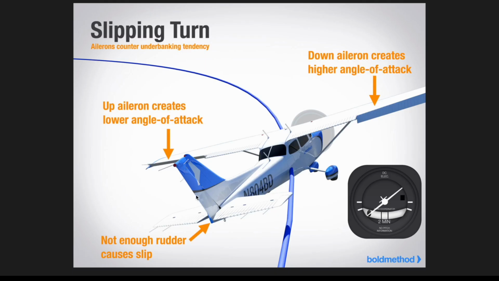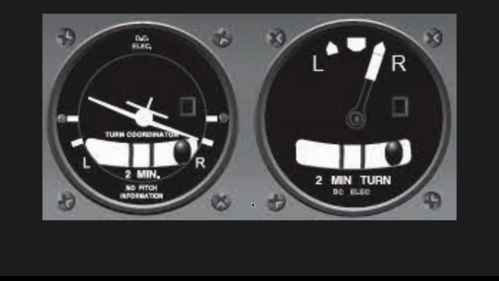And when you have a slipping turn, we'll talk more about this in class, but basically your tail, you don't have enough rudder and it causes it to slip. And the up aileron creates a lower angle of attack. So you basically have this kind of weird, funky turn that you're trying to do. Sometimes you do these on purpose, but most of the time you want coordinated turns. So if you're slipping, the ball swings to the inside of the turn. See, we're turning right and the ball's on the inside, okay?